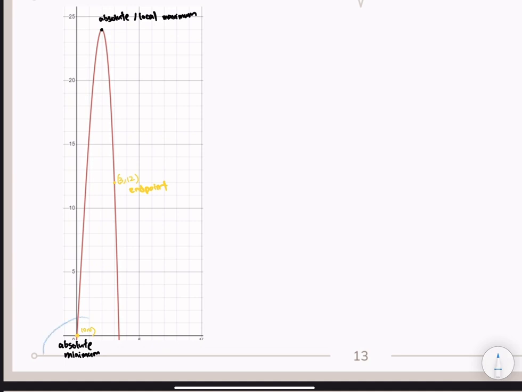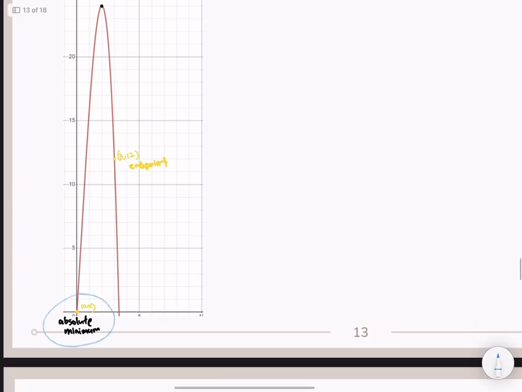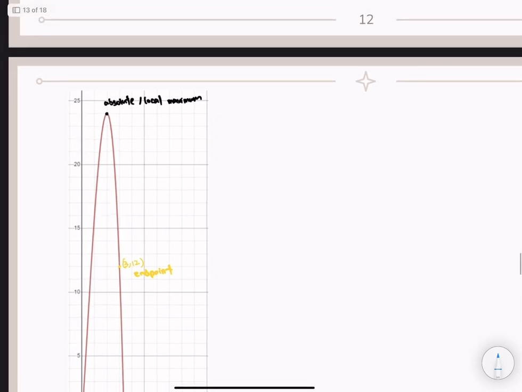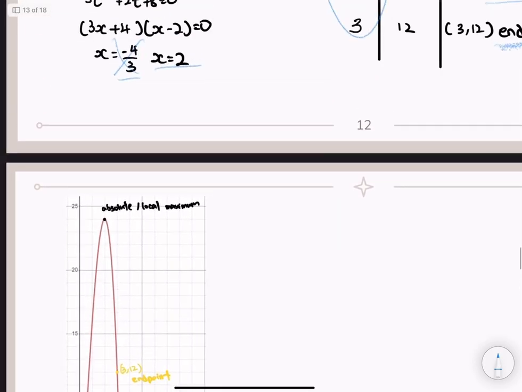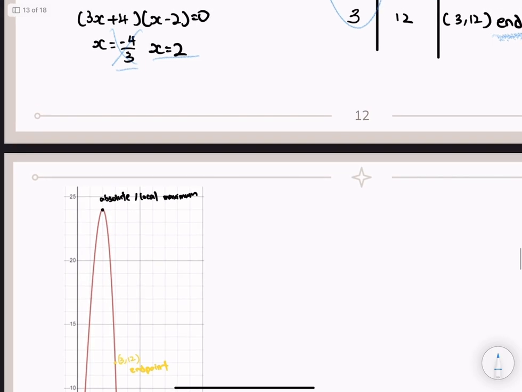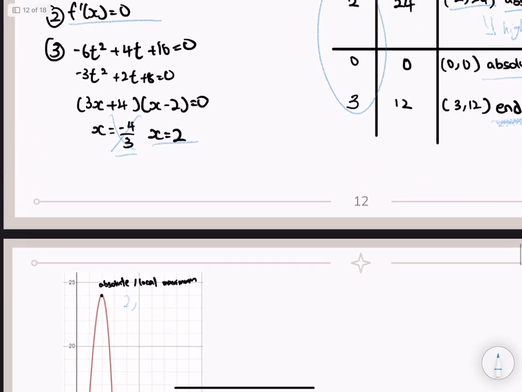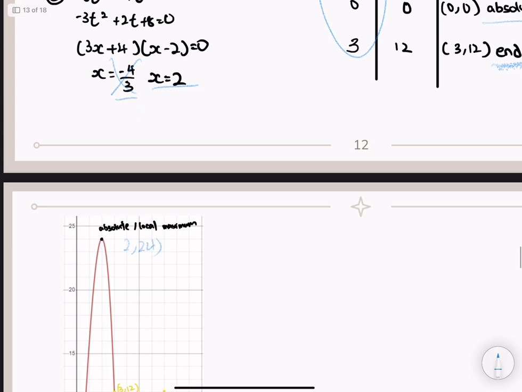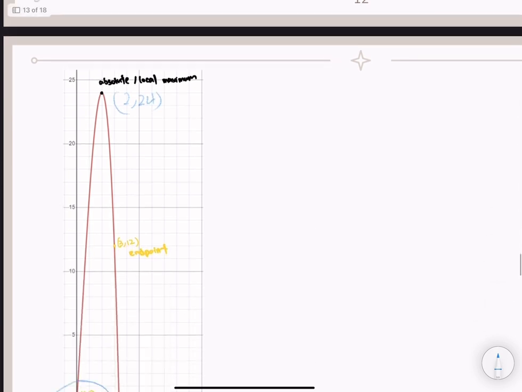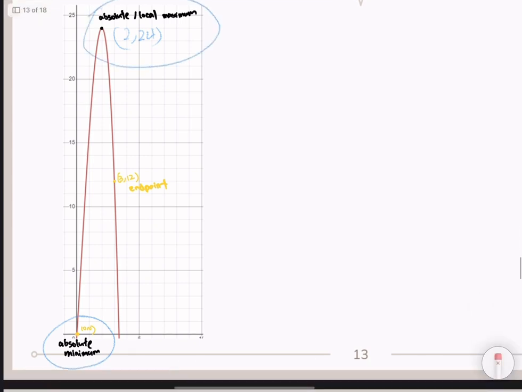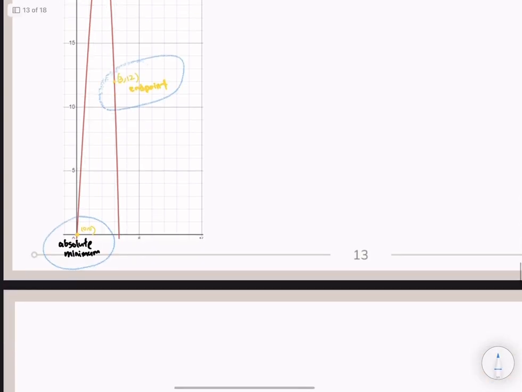So 0, 0 is an absolute minimum, and 2, 24 is an absolute and local maximum because it is the highest. It is the highest peak. And 3, 12 is an endpoint.